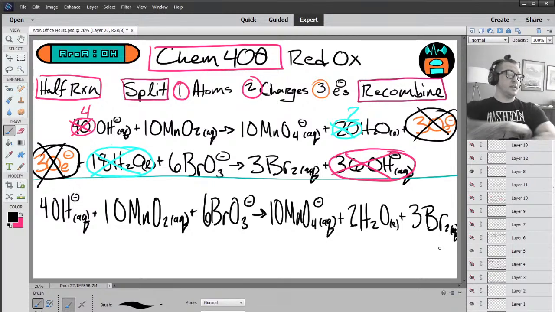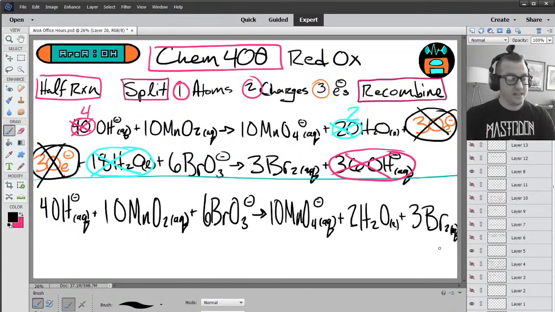Feels like a bit of a bloodbath, but that is the final balanced redox reaction. This thing's full metal. This is as rough as anything that I'd put on the test, and not everything on the test will even be this level of difficulty. So this is a great example problem.